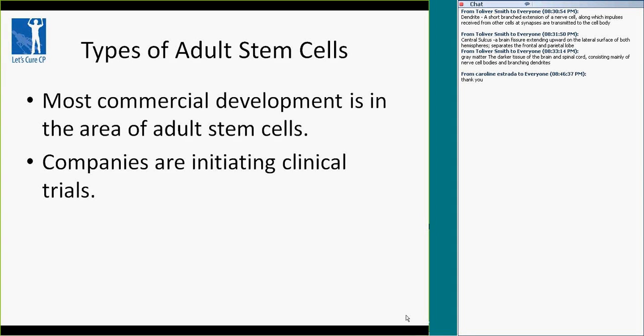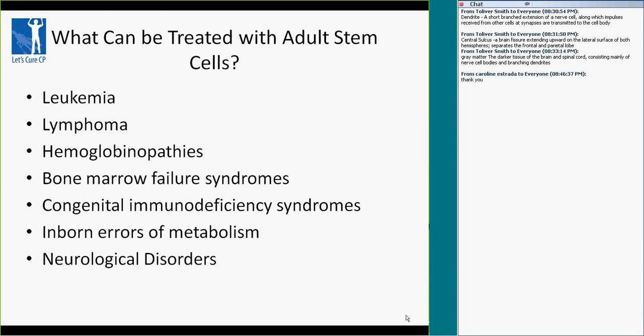Most commercial development right now is in the area of adult stem cells, and some companies are initiating clinical trials at preclinical trial. The clinical trial stage is quite complicated. There are a lot of different steps to it, and we'll cover that in a bit more detail later. Next slide, please.